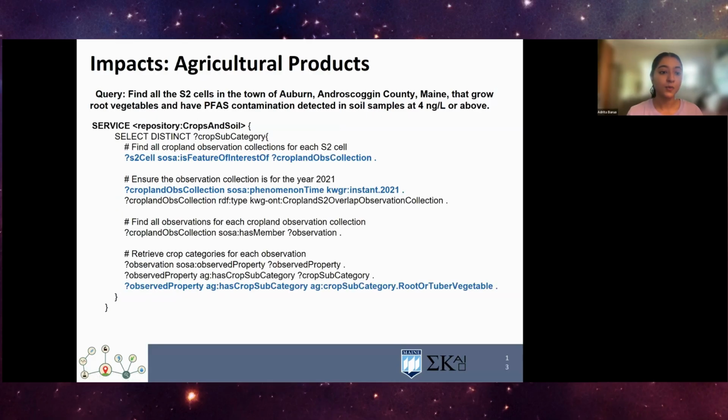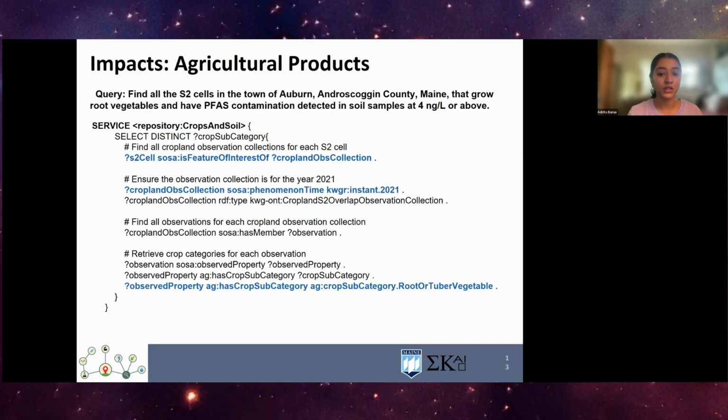Next slide, please. And in the last part of the query, you can query the crops and soil graph to find specific information on different types of crops. Here, you could find the different observations associated with each S2 cell, and then you can also specify the time, where we have specified the year 2021.